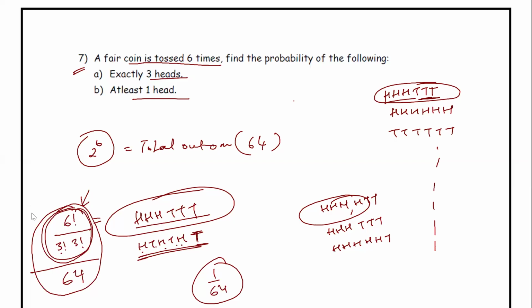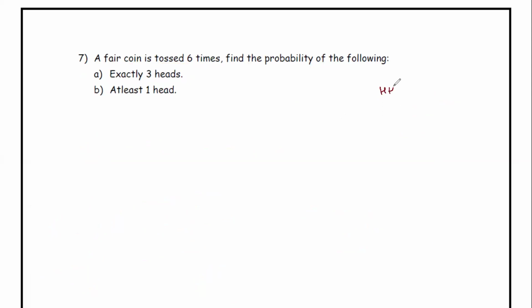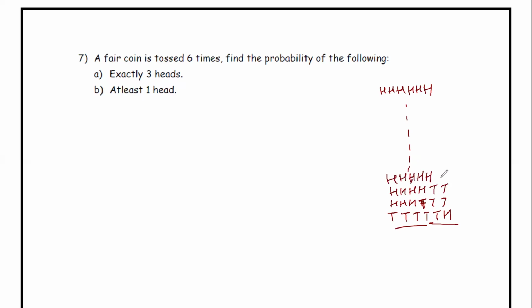Let's move on to the second part, which is at least one head. I had already discussed this with a smaller example of 3 coins being tossed. Remember, out of the 64, there's only one outcome which is all tails. The rest all have at least one head in them. It'll be 3 H's and 3 tails, 4 H's and 2 tails, and different arrangements of 5 H's and 1 T, 4 H's and 2 T's, 3 H's and 3 T's, 5 T's and 1 H, and you could have all tails.